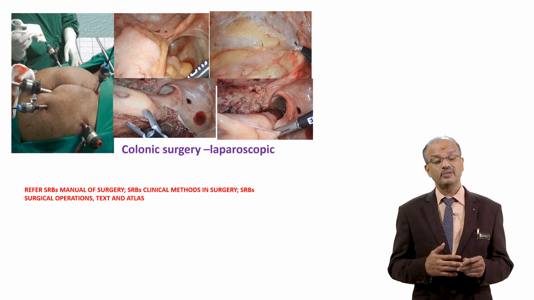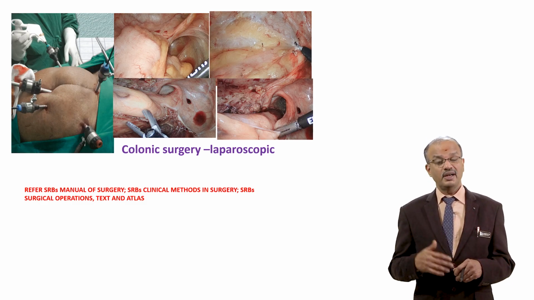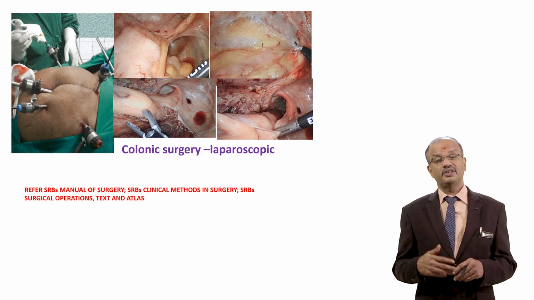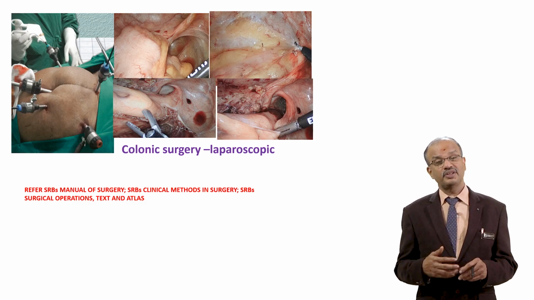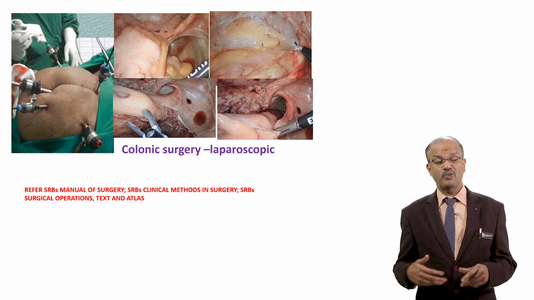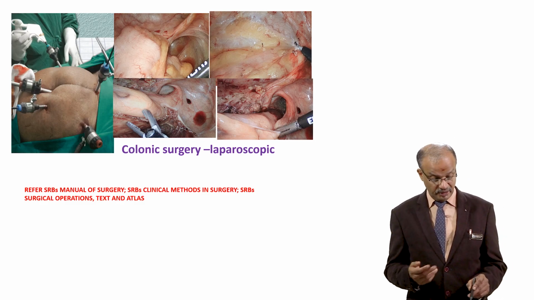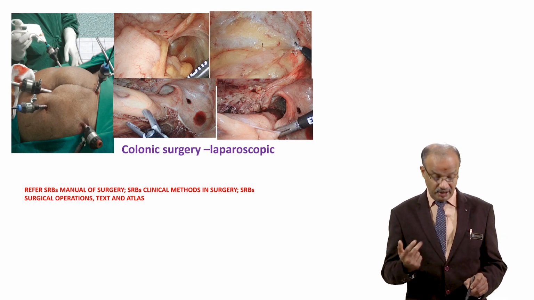Colonic surgery is very popularly done by laparoscopy currently. So many instruments are there. Right and left hemicolectomy, anterior resection, low anterior resection, then sigmoid resection, total colectomy, then abdominoperineal resection with colostomy, making colostomy. Everything is done through laparoscopy currently with, of course, advanced high-tech devices.